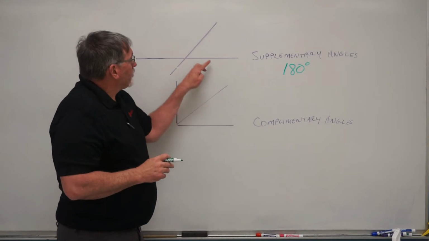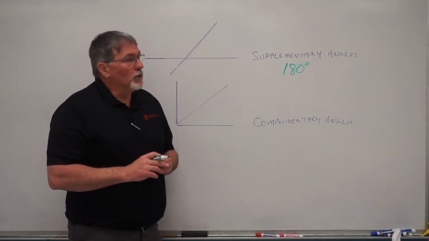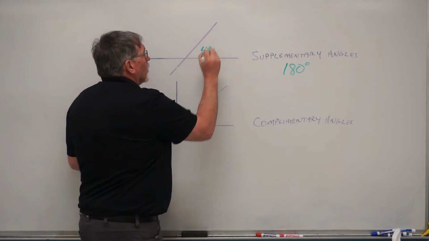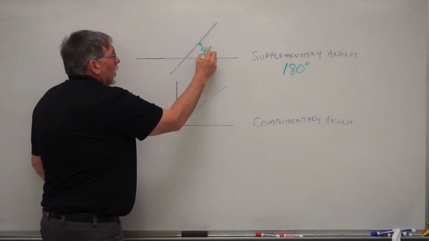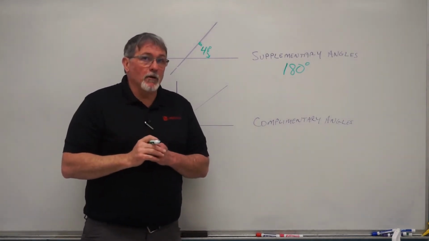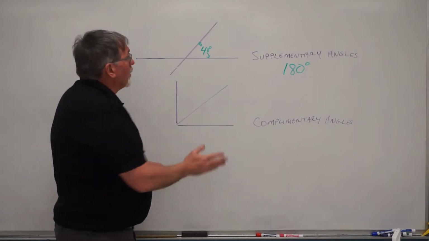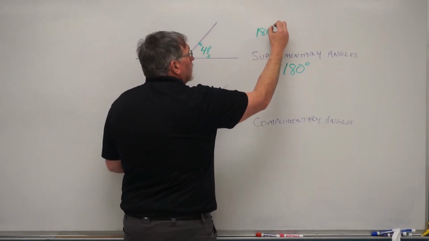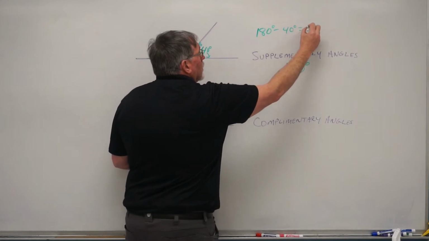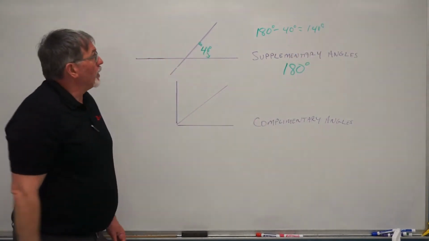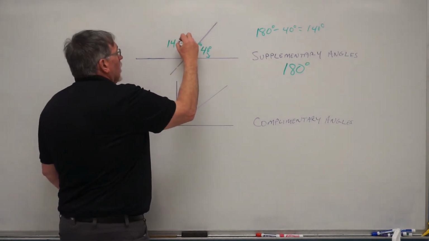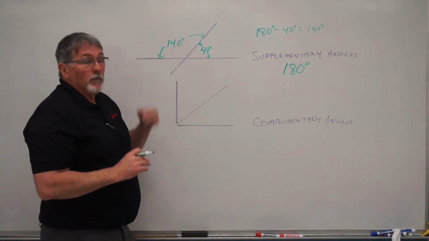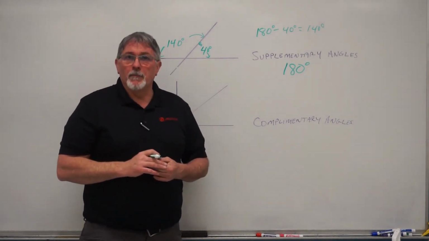So what does that mean for me? Well, what that means is this. I'm going to give you the size of this angle. Let's just call this a 40-degree angle, from here to here. If we know that's a 40-degree angle, then what is our supplementary angle from here to here? Very simply, it's 180 degrees minus 40 degrees. So that angle will equal 140 degrees. If we add these together, 40 plus 140, it equals 180, isn't that right?